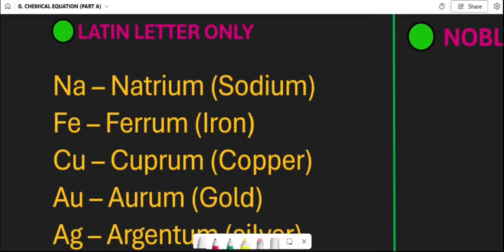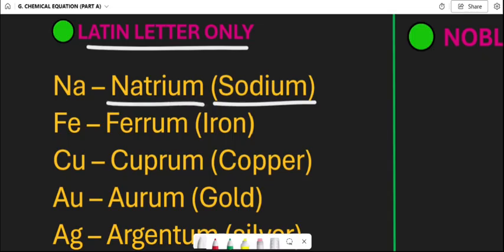And the fourth category is the one that deals with their Latin name. There are some elements which were formerly called by a Latin name before they have a new name. A typical example is sodium. Sodium is formerly known as natrium. Now it is symbolized based on the Latin name. So sodium, which is natrium, is now written as Na.